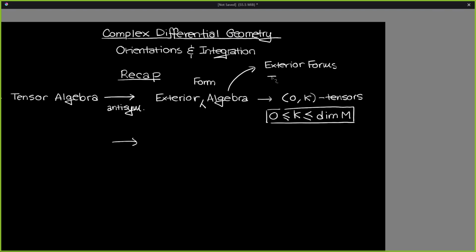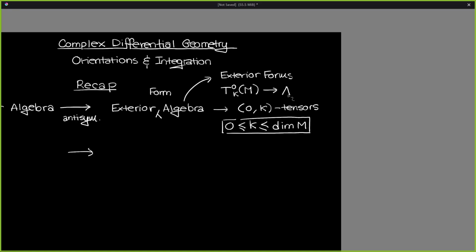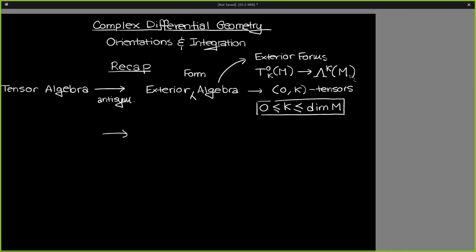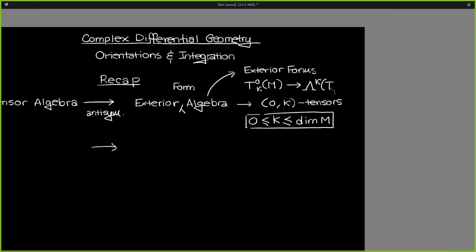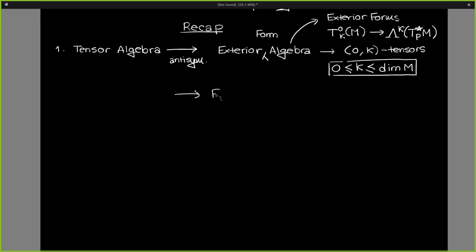So they're defined on each T_p star M. Or let's say they're actually defined on T^0_k of M, the tensor space, and we write the alternating projection of that as lambda k of M. Or you could say lambda k of T_p star M. That also works. So then we go to the bundle. So we go to the exterior form bundle.